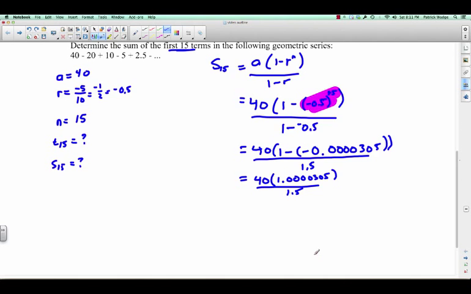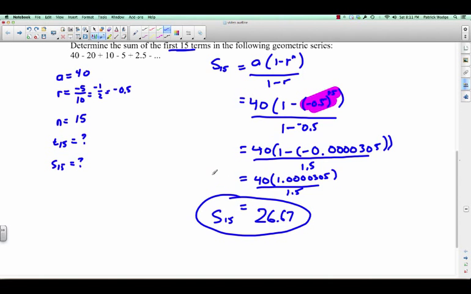Let's just write the answer down now. If you took your calculator and did 40 times this and divided by 1.5, the answer will be 26.67. So the sum of the first 15 terms in this geometric series is 26.67.